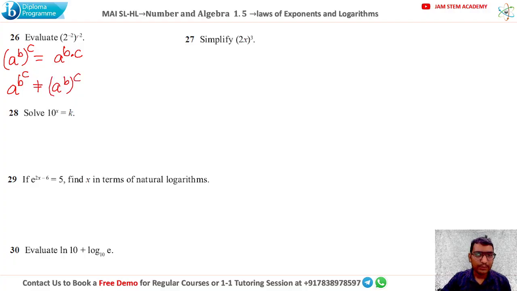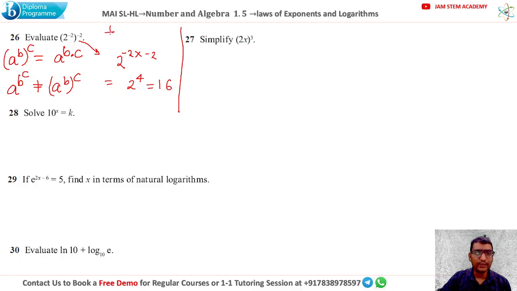In this particular question, in order to simplify it, can I write it as 2 raised to the power (−2)(−2)? That makes it 2 raised to the 4, and 2 raised to the power 4 is 16. That's one way to solve this problem. There are other ways as well. For example, you have 2 raised to the power negative 2.